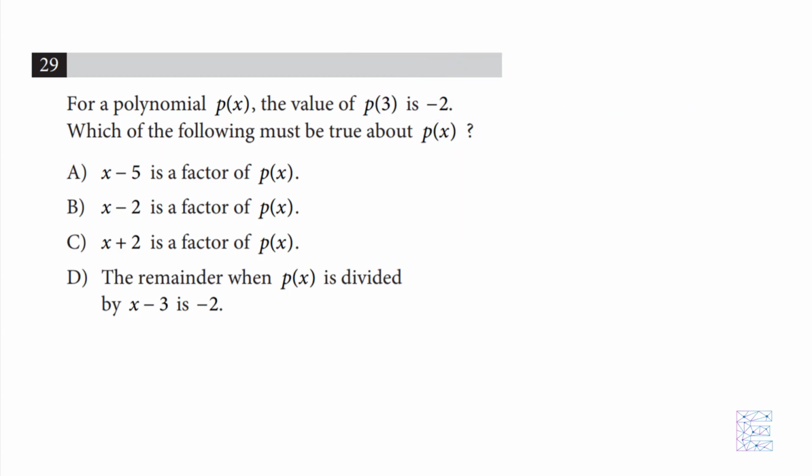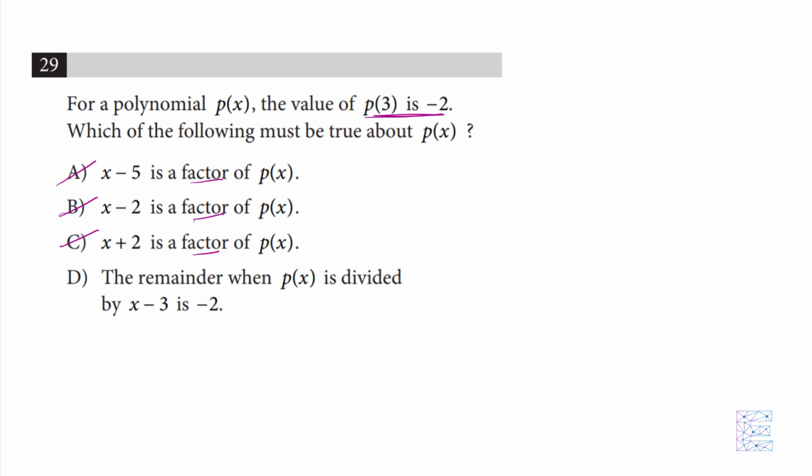So choice A says x minus 5 is a factor of p of x. Using this information, we can't say that. That's not true. And then what about x minus 2 is a factor of p of x? Also, we can't say using that information. Third one is x plus 2 is a factor of p of x. Also, we can't say. So if anything is a factor, it would have a 0 as a result of it. So since this result is not a 0, we can't say that any of these make sense. So it's got to be D.